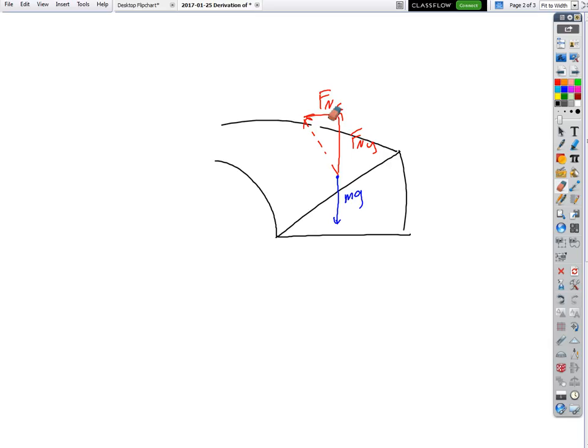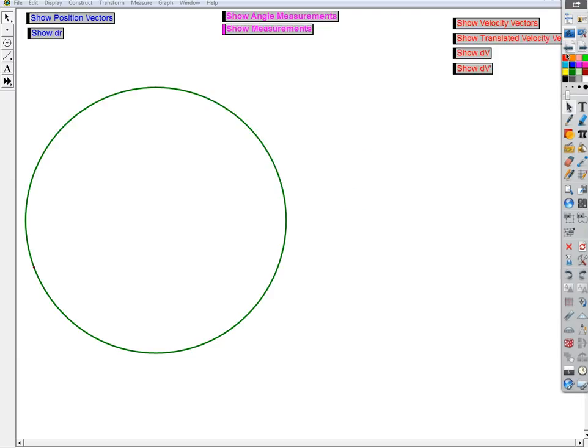Okay, so here's what I want to show you then. Let's go through our little geometric proof here. This is kind of cool. We've got this object that is moving around in circular motion, and let's say that these are the position vectors. They don't look like vectors, but they start in the center. If I added the arrows to these, the arrows would be out here.